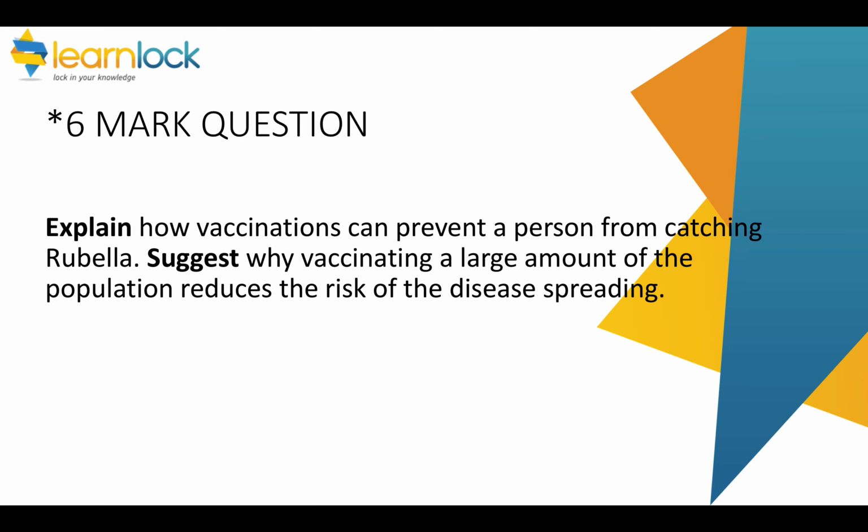So, here's a 6-mark question. If you take 10 minutes, pause and try and answer this question. Explain how vaccinations can prevent a person from catching rubella. Suggest why vaccinating a large amount of the population reduces the risk of the disease spreading.